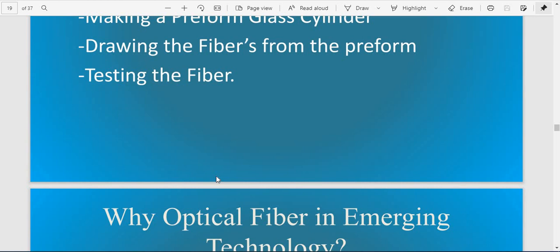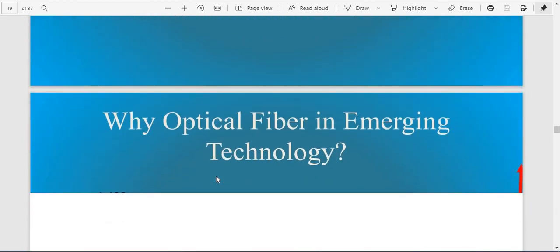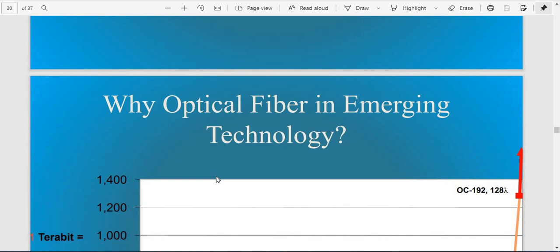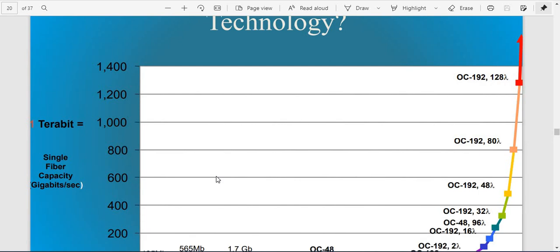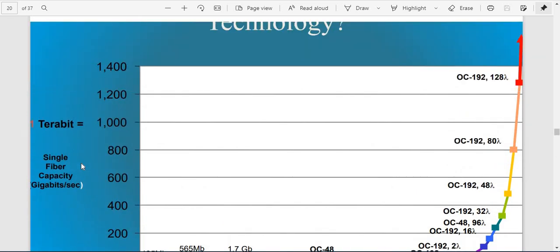Next concept: why is optical fiber emerging in technology? The reason is that optical fibers nowadays are used to communicate. As I said, optical fibers are used to carry higher bytes of data. Whenever the data rate increases, optical fibers are used. They have been used for the last 30 to 40 years, and it is emerging. As you can see here, there is a plot of the graph of the number of years against the usage of optical fiber.